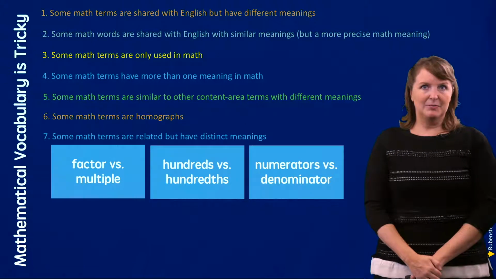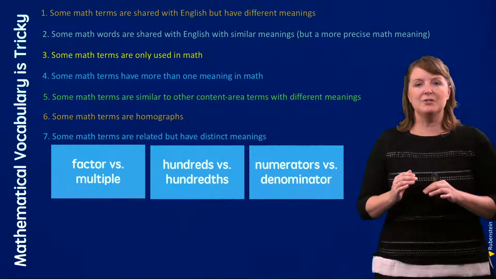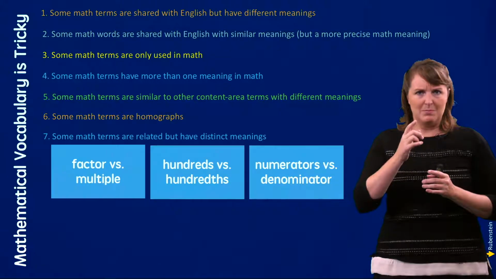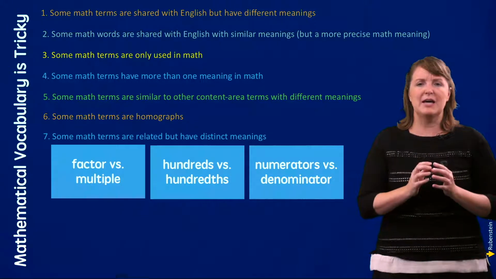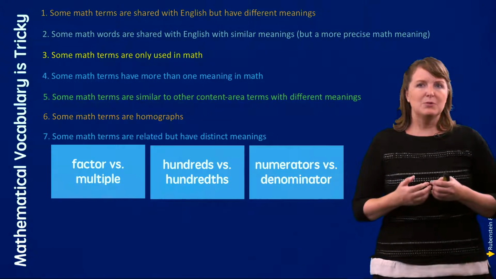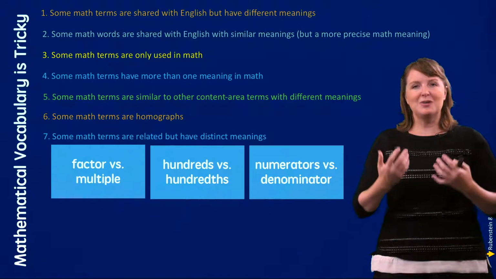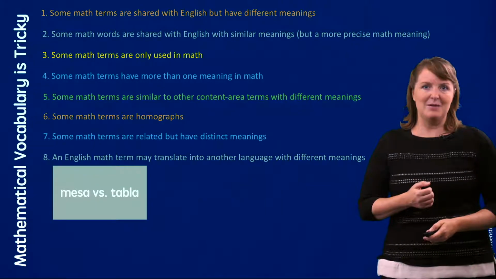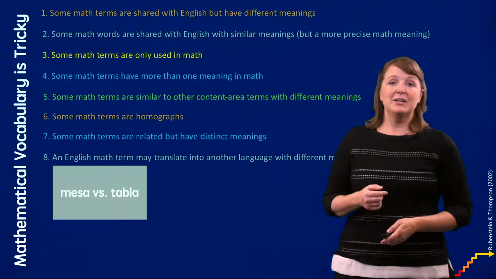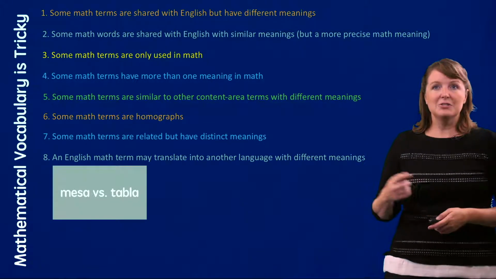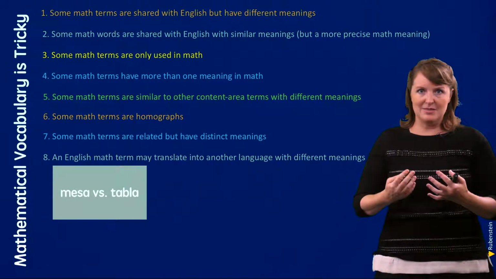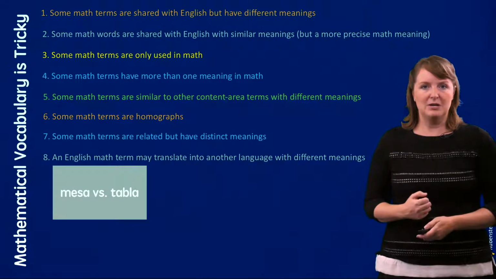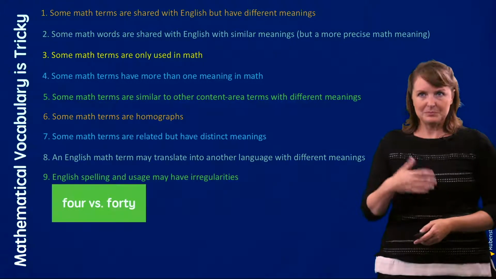Another reason that math vocabulary can be tricky is because there's a lot of terms that might have similar meanings and students may confuse them. And we'll talk about this in just a few slides. But what is the difference between hundreds and hundredths? Those are hard for me to say. And what's the difference between numerator and denominator? Math vocabulary can be tricky for some students who are English learners because there might be terms in their native language that they may confuse with some of the math terms that we use in the English language.